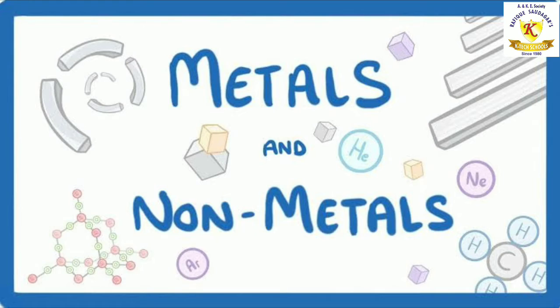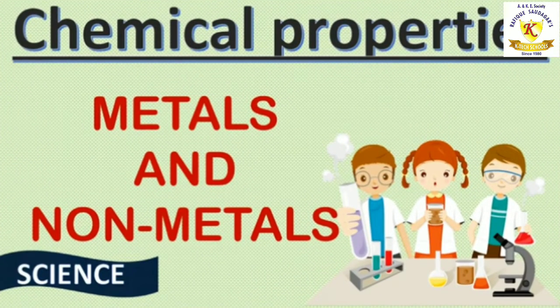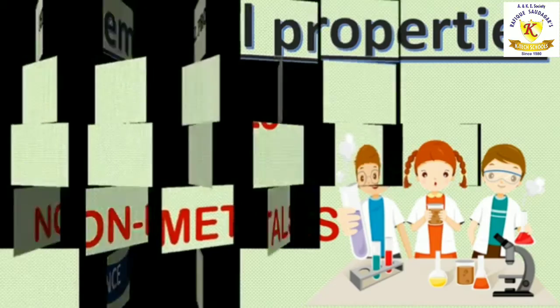Children, in our last session we started our lesson number 7, Metals and Non-Metals, where we studied the physical properties of metals and non-metals. In today's lecture, we shall be learning the chemical properties of metals and non-metals. So, we shall begin with the chemical properties of metals and non-metals of lesson number 7. So, let's begin.